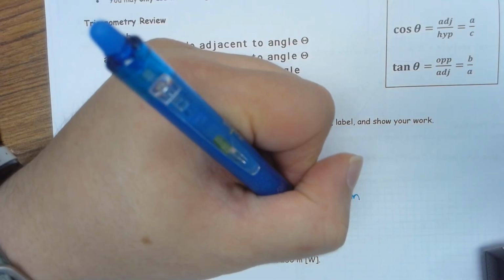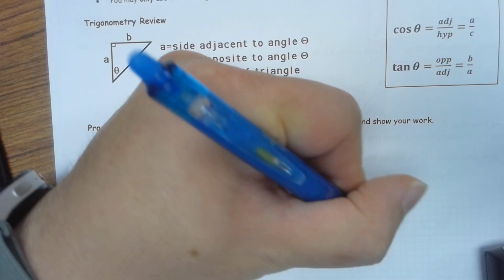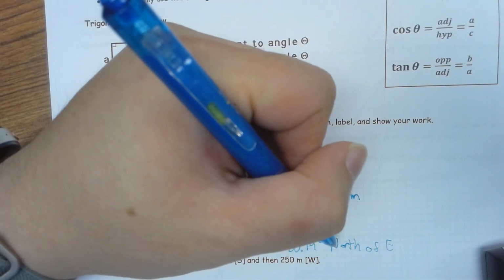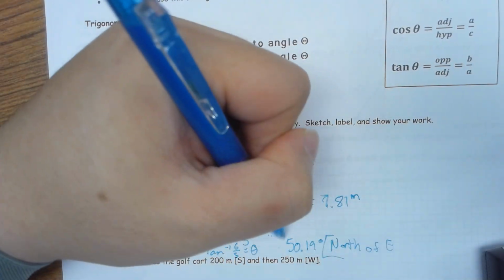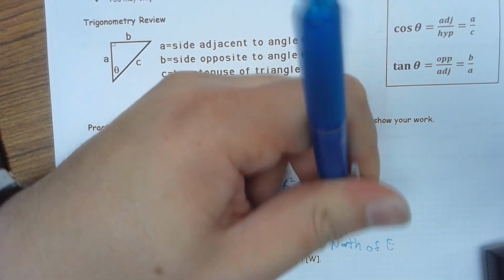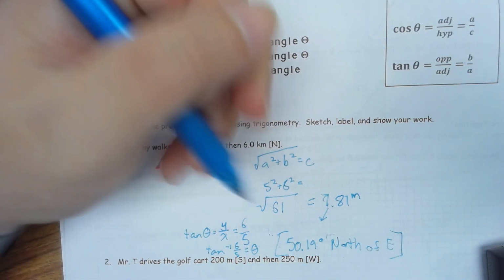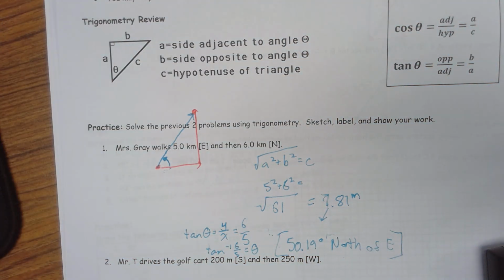So that is north of east. So our full answer has two parts. We have the distance traveled with an angle of 50.19 degrees north of east.